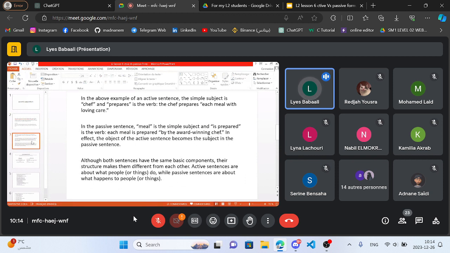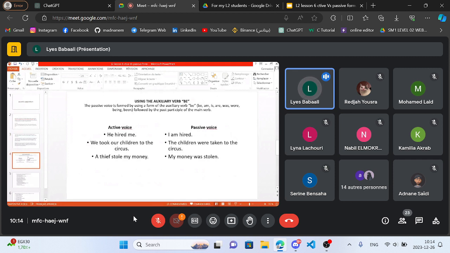So in the above example of an active sentence, the simple subject is chef, and prepares is the verb. The chef prepares each meal with loving care. The passive sentence is the opposite. I just explained it. Although both sentences have the same basic components, their structure makes them different from each other. Active sentences are about what people or things do, while passive sentences are about what happens to people or things. Let's try to see some examples.